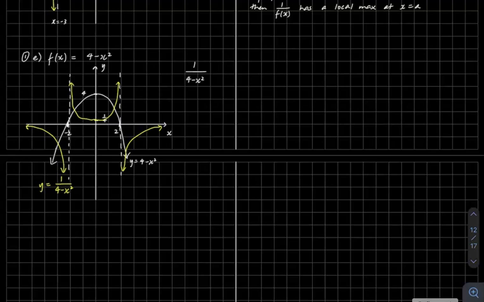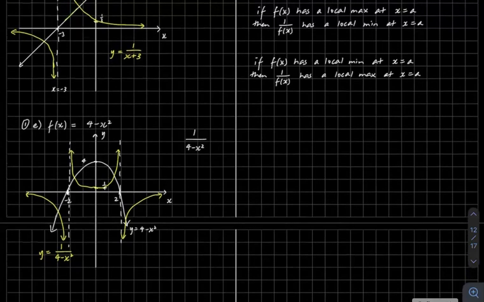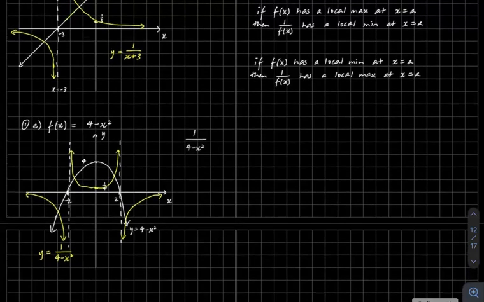Now that one there demonstrates that final property as well, the one where we said if the original function has a local maximum at a particular value of x, so if f of x has a local max at x equals a, then 1 over f of x will have a local minimum. So the original function had a local maximum at x equals 0, and our reciprocal function had a local minimum at x equals 0.